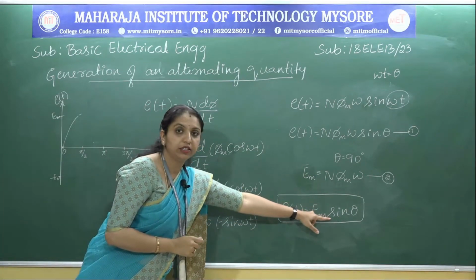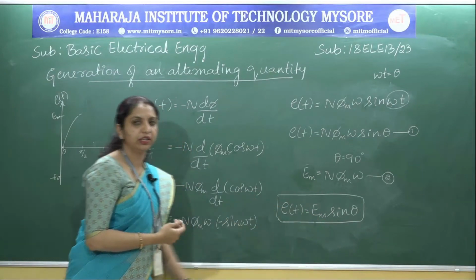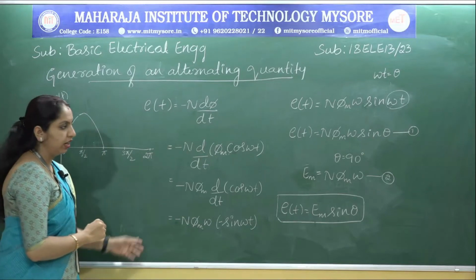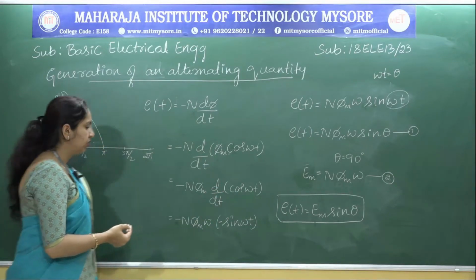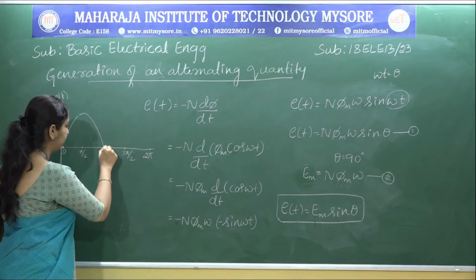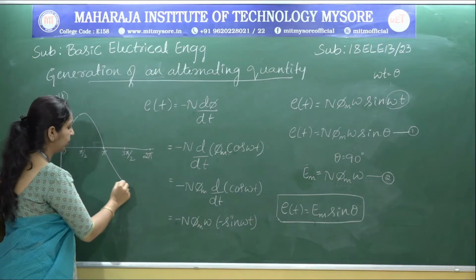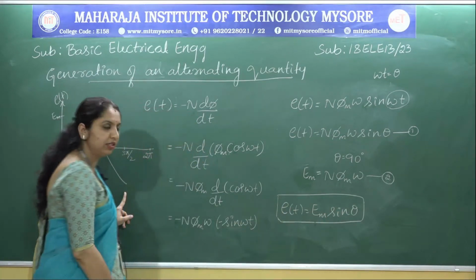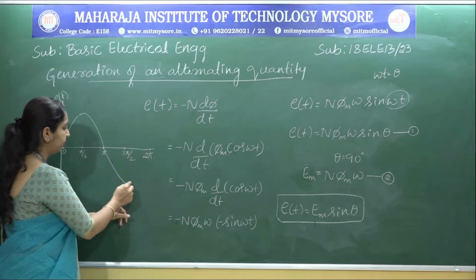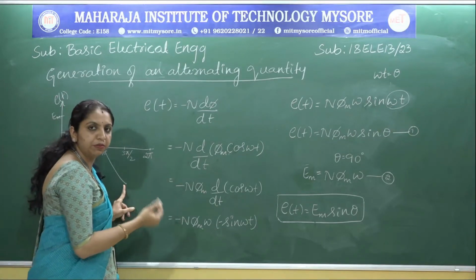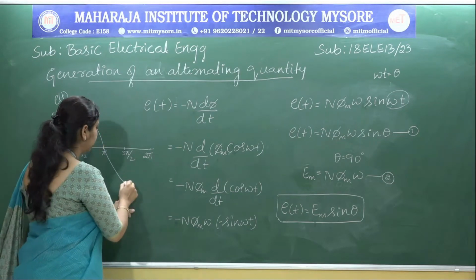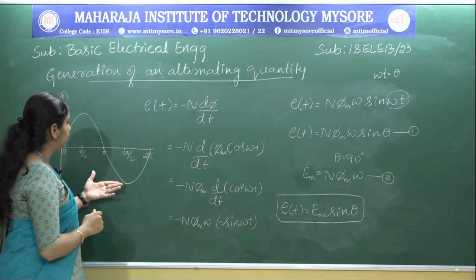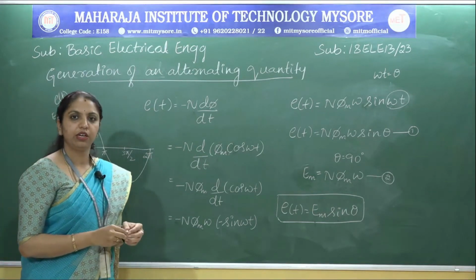And when theta is equal to pi, that is 180 degrees, we get again 0. When theta is equal to 3 pi by 2, that is 270 degrees, we get the minus value here, that is minus Em. So we get minus Em here. Next, if we substitute theta as 2 pi, that is 360 degrees, we get again 0. Okay, so this is how the alternating quantity can be generated.